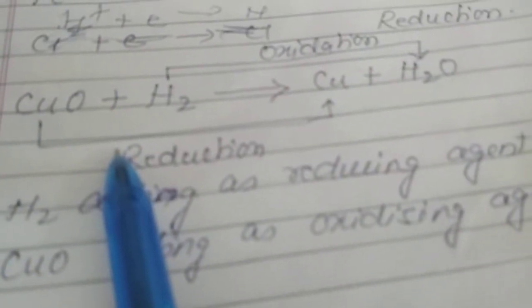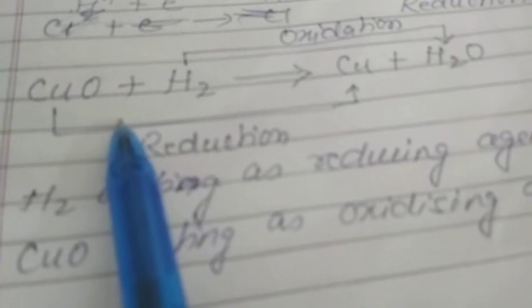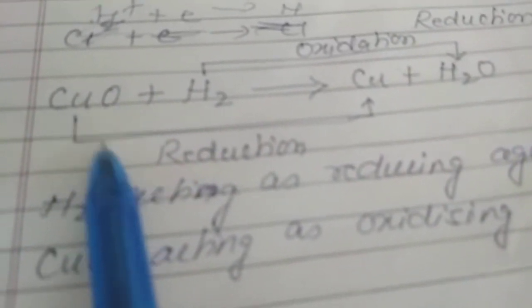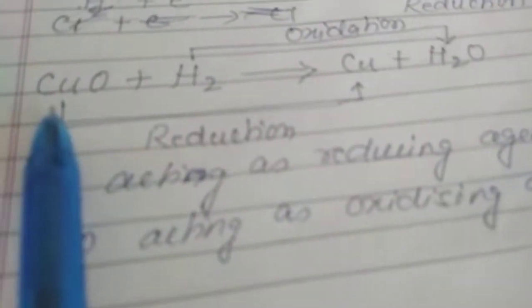Children, one thing you have to keep in mind: you have to tell everything related to reactants and try to relate it to the product. That means copper oxide, after giving 1 electron, changes to copper. So instead of electron we can say oxygen. Copper oxide after giving out oxygen changes to copper. That means reduction has taken place. Removal of oxygen means reduction.